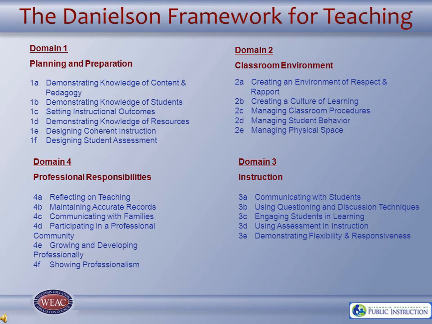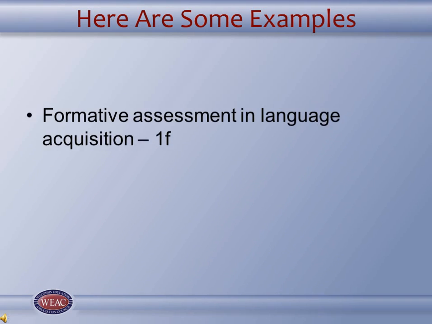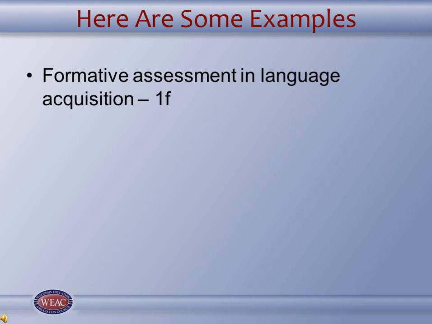Each domain also has 5 or 6 components. You will be responsible for collecting evidence for each of the domains and components. A close study of the Charlotte Danielson framework will give you more in-depth descriptions of these components and ideas about evidence for each. Here are some examples. As a world language teacher, you've designed a formative assessment to use to determine what skills your students need for additional practice. This is an example of the component Designing Student Assessments in Domain 1.